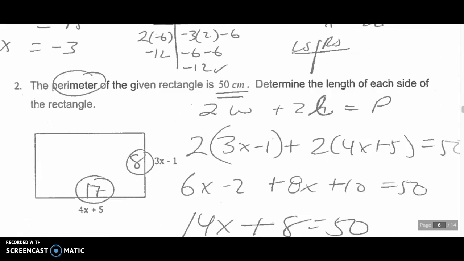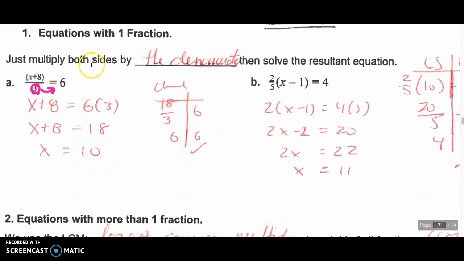dividing. Okay. But in general, if you see something that looks like this, let's deal with it as a fraction. And what you're going to do is multiply by the denominator. Okay, both sides by the denominator. So here, what I would do is multiply this side by 3 and this side by 3. And when that happens, these 3 cancel out, and I end up with x plus 8 equals 6 times 3, which is 18.